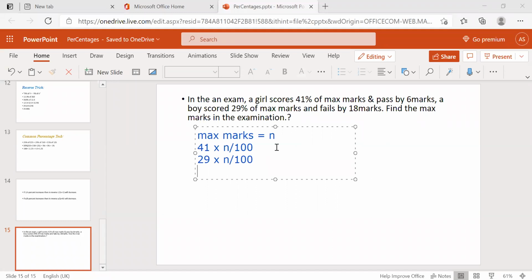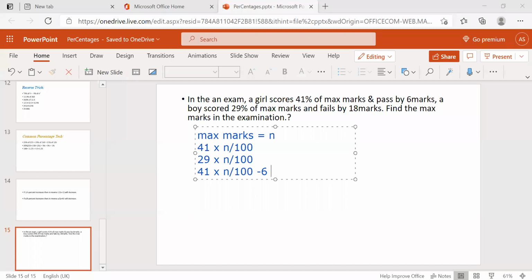But I am not saying this is the answer, it's just an example to understand what passing by 6 marks means. Passing by 6 marks is nothing but she scored 6 more marks than the pass marks. So pass marks plus 6 marks she got. Okay, now you just check what they're saying. 41n by 100, sorry, this minus 6 will equal the pass marks, right?